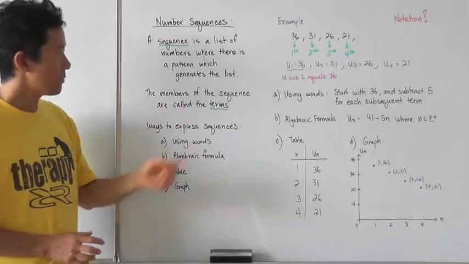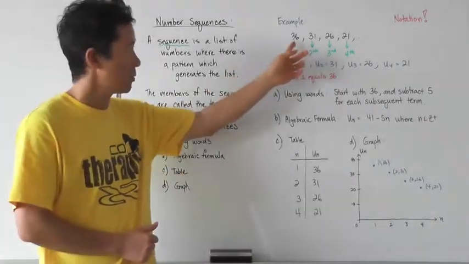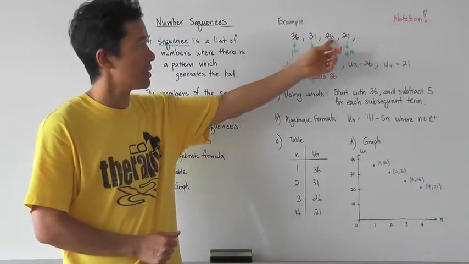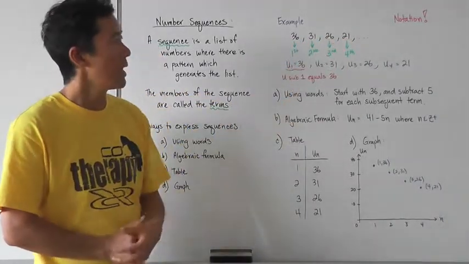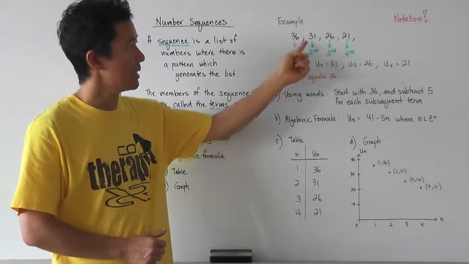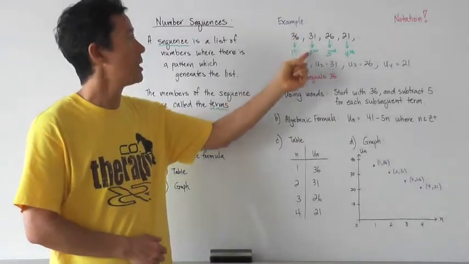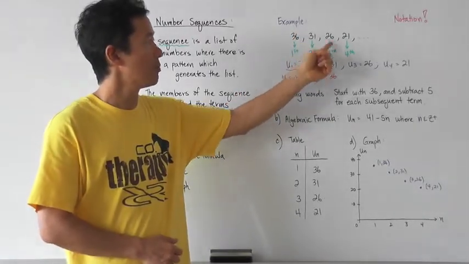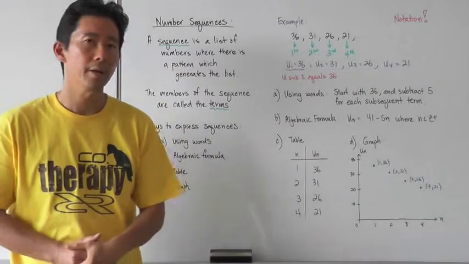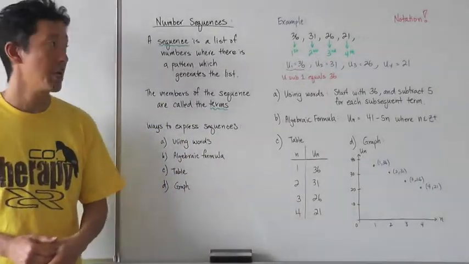Now the members of the sequence are going to be called the terms of the sequence. So this is one of the terms, this is the other term, this is the third term, that's the fourth term. And notice that we're going to associate each term with where it is in the sequence. So in other words, this is going to be the first term, second term, third term, fourth term. Okay? Now we're going to introduce some mathematical notation.